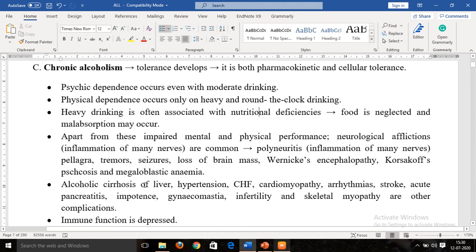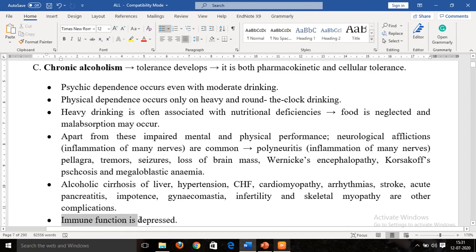Apart from that, if the nutrition is neglected, we have already seen that cirrhosis of liver may also take place. Apart from that, serious complications like hypertension, congestive heart failure, cardiac myopathy, or even arrhythmias and stroke may be precipitated. Apart from that, pancreatitis, an inflammation of the pancreas, may take place. Then there are deleterious effects on the reproductive system, like impotence, gynecomastia, and infertility. Skeletal myopathy, that is disease of the skeletal muscles, may also be precipitated.